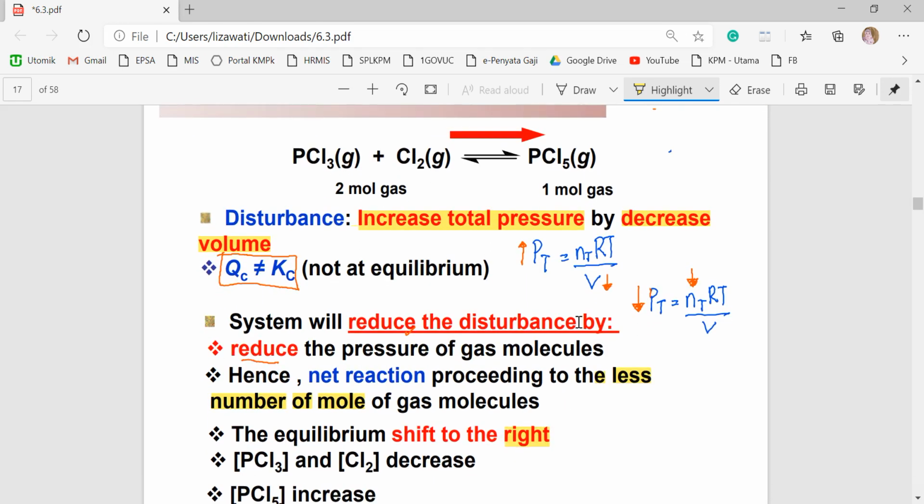Why to the right? We refer back to the equation. At the reactant side there are 2 moles of gas, whereas at the product side there is only 1 mole. Therefore, the equilibrium will shift to the side that has fewer moles, so it will shift to the right. What happens next? The concentrations of both reactants will decrease, and the concentration of the product PCl5 will increase.